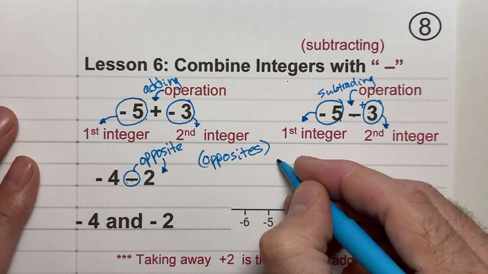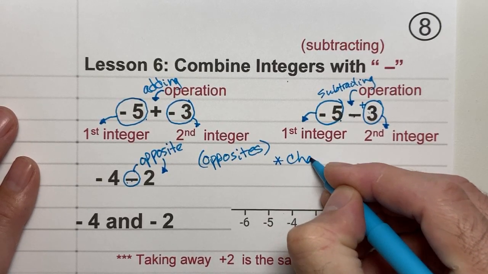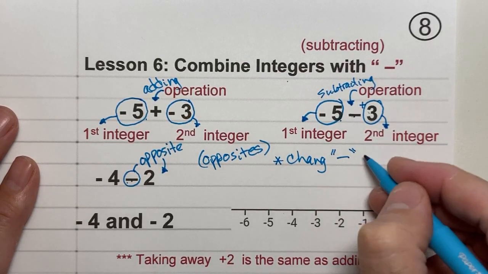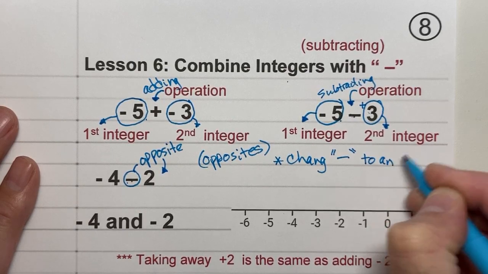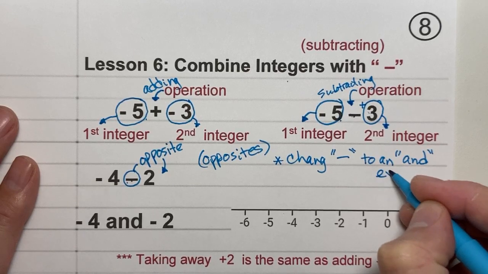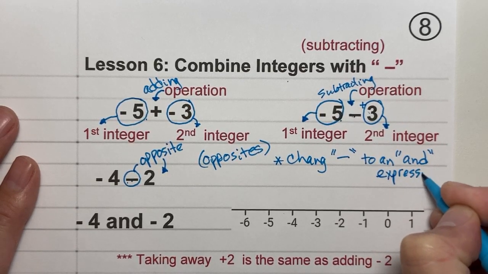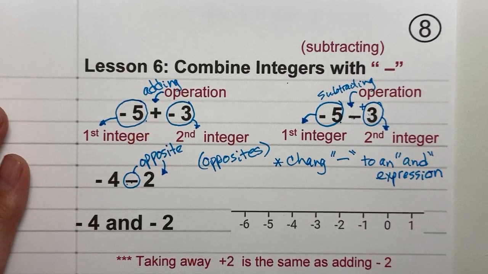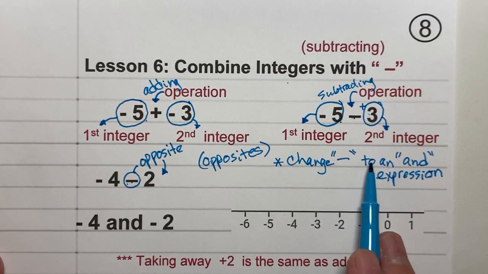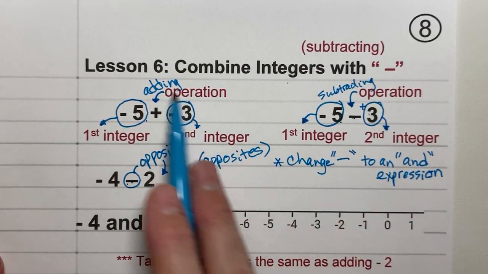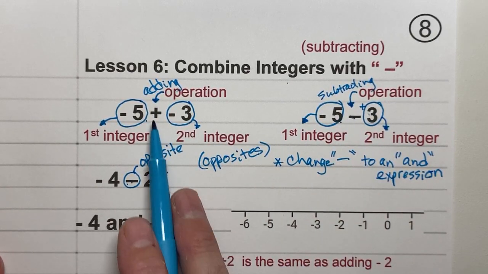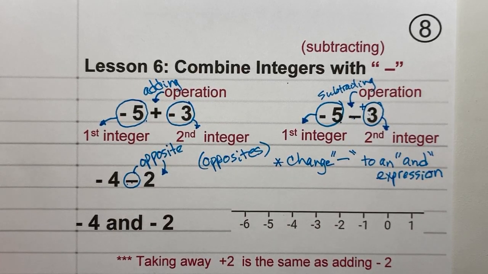So what we're going to do today is change subtraction to an addition expression. Change. So we're going to change subtraction to an expression, which actually means addition. Instead of subtracting integers, we're going to change it into something that's more familiar.